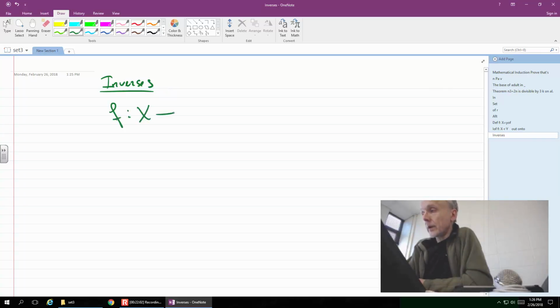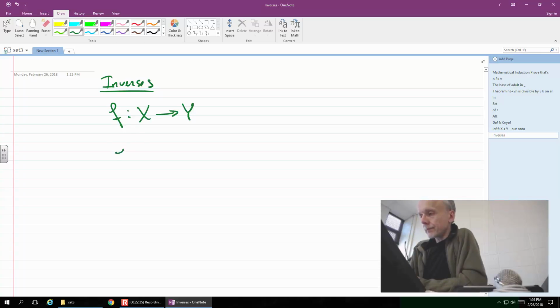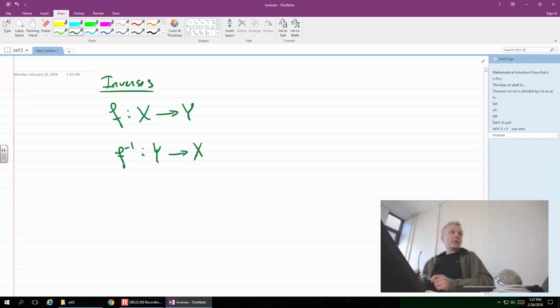Once again, we are in the setting of set theory, so we have a function from X to Y. X is a set, Y is a set, f is any function. Any thoughts, or if you don't remember the definition, what do you remember about inverses? Would it just be Y to X? Well, to begin with, f inverse goes from Y to X. That's a good start, to remember that it will go in the opposite direction.